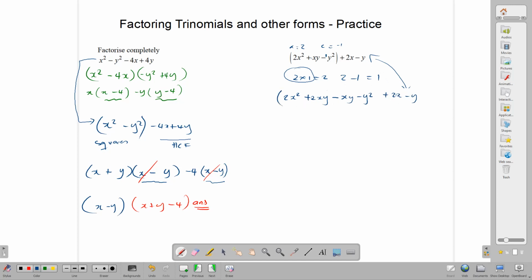Now we are going to group these two together, those two together, and those two together. The common factor here for this section is 2x. So we factor using our 2x. 2x squared divided by 2x gives us an x, and a positive 2xy divided by 2x gives us y. Here, the common factor is minus y. We can divide our minus xy by minus y, that gives us a positive x, and this minus y squared divided by a minus y gives us a plus y.